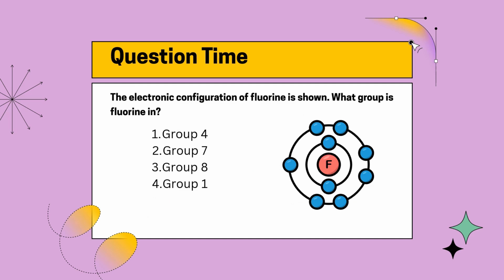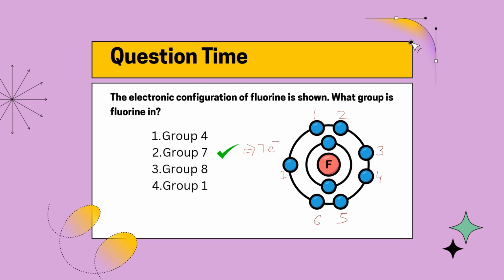There's a question time for you. The electronic configuration of fluorine is shown. What group is fluorine in? Group 4, group 7, group 8 or group 1? Pause, think and answer. If you answered group 7, then you are absolutely correct. Well done. It means that there are 7 electrons in the valence shell: 1, 2, 3, 4, 5, 6 and 7. Hence, it has group number 7.